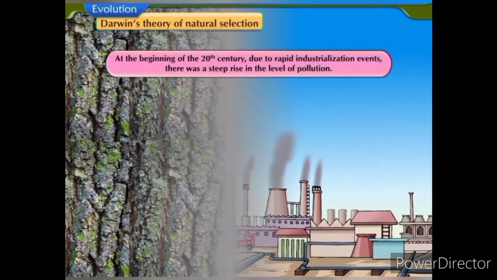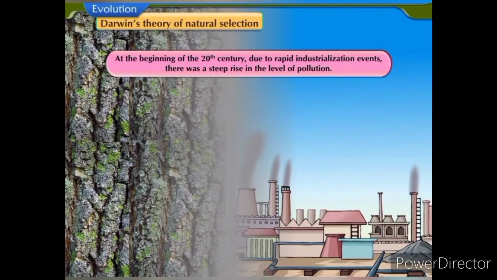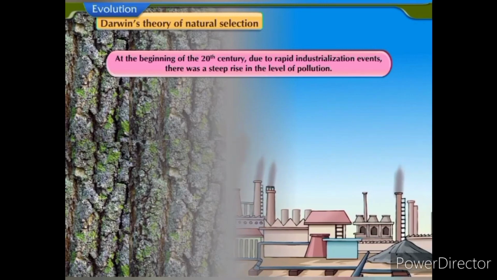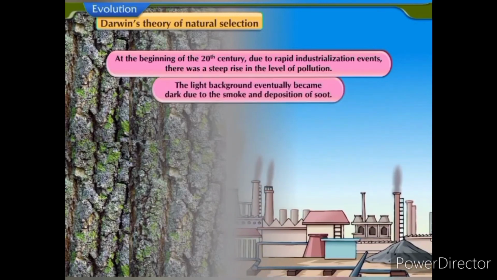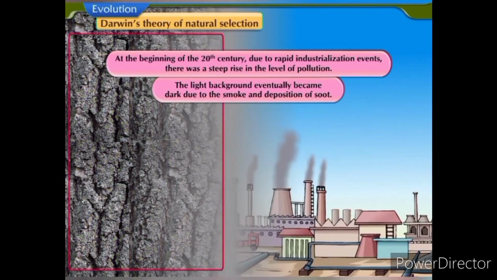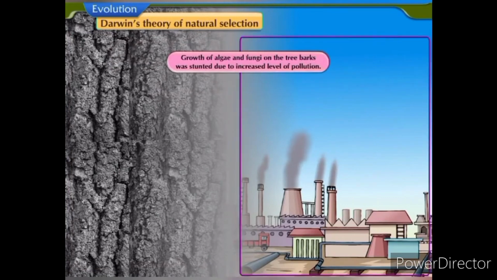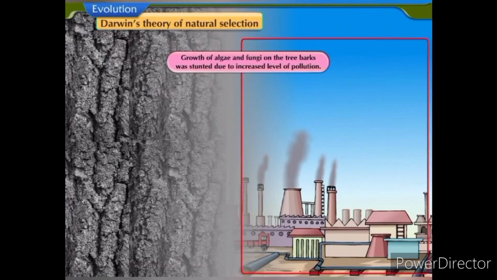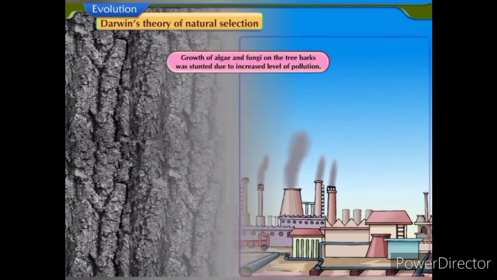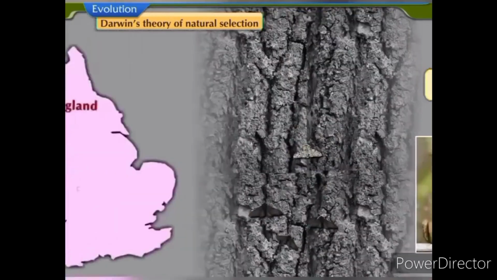Later, at the beginning of the 20th century, due to rapid industrialization events, there was a steep rise in the level of pollution. Because of the smoke and deposition of soot, the light background eventually became dark. Due to increased level of pollution, growth of algae and fungi on the tree barks was stunted. Now, the dark moths were protected while the light-colored moths were easily noticed and fell prey to the predators.